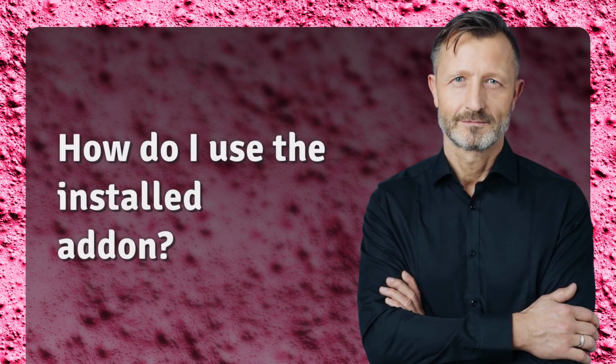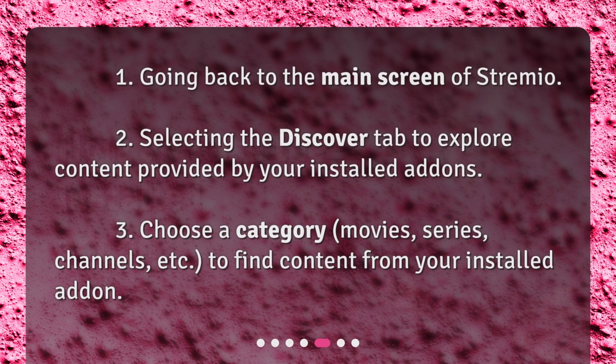How do I use the installed add-on? 1. Going back to the main screen of Stremio. 2. Selecting the Discover tab to explore content provided by your installed add-ons. 3. Choose a category, movies, series, channels, etc., to find content from your installed add-on.